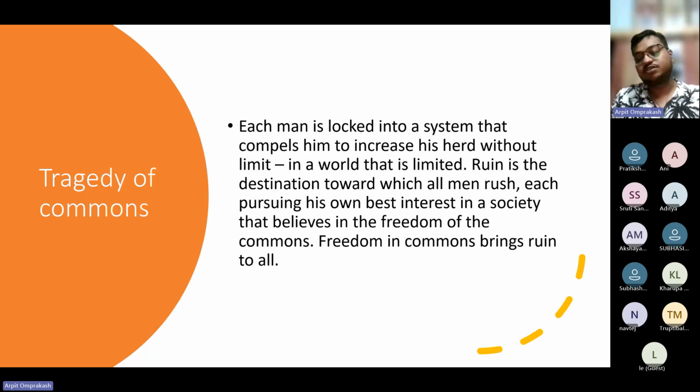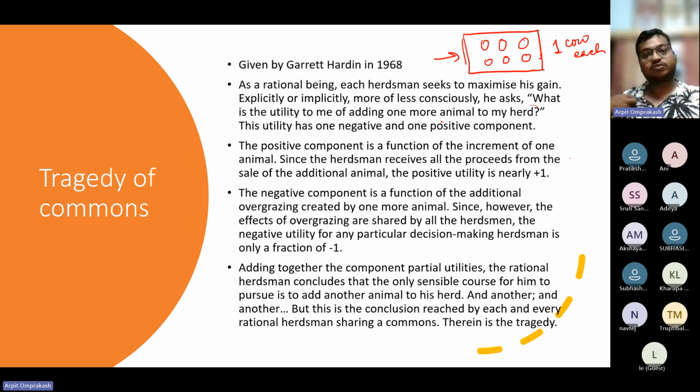So what this means is everyone thinks in the same way that I was thinking. Everyone is like, if I add one more cow, I'll get more benefits out of it, and I won't have to share all of the cost. The cost will be shared by all six of us. So it won't affect me that much, but I'll get a lot of benefit out of it. So I'll add one more cow. My friend will add one more cow, and all of my friends will add one more cow. Then the next time we are thinking of adding one more cow, we'll again think, okay, the benefit is more, so we'll add one more cow and so on.